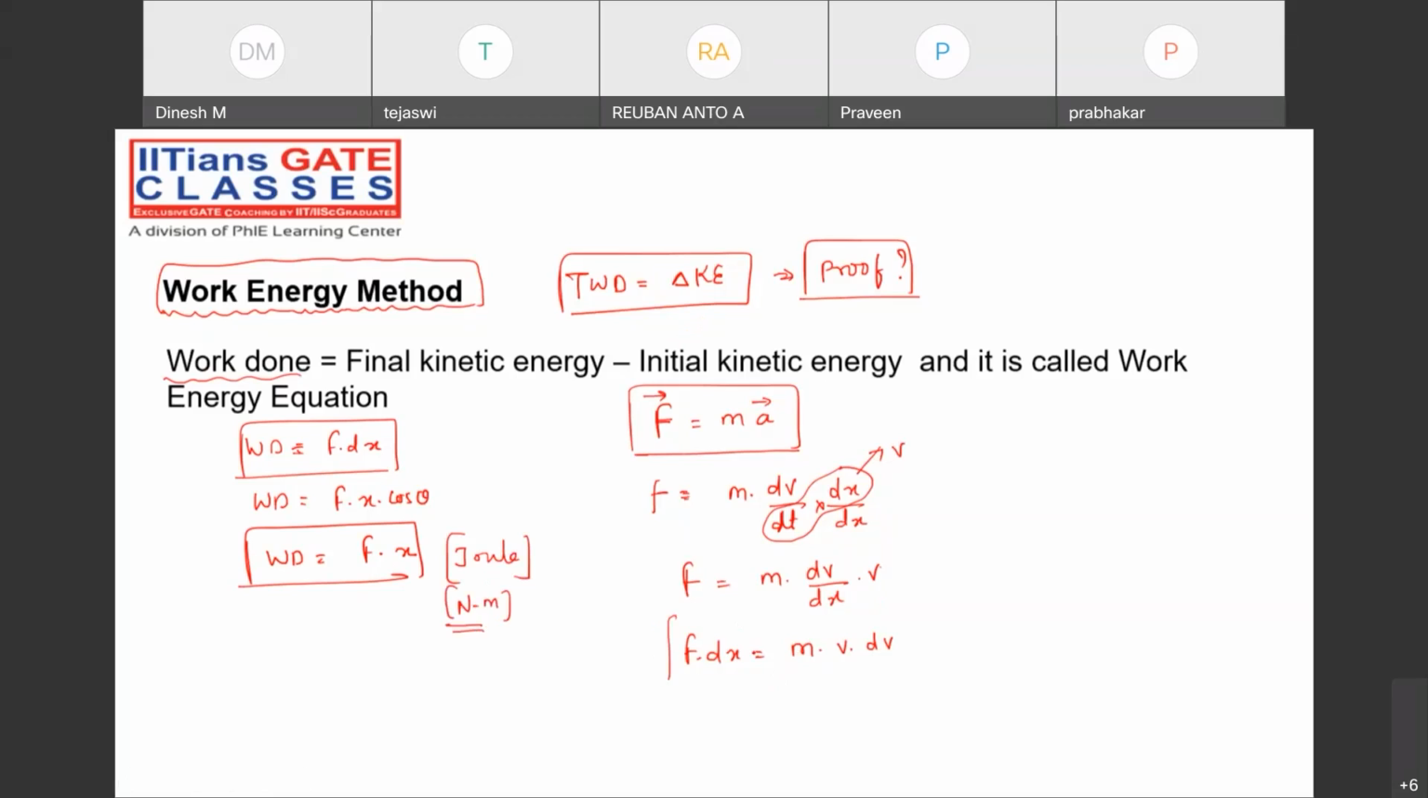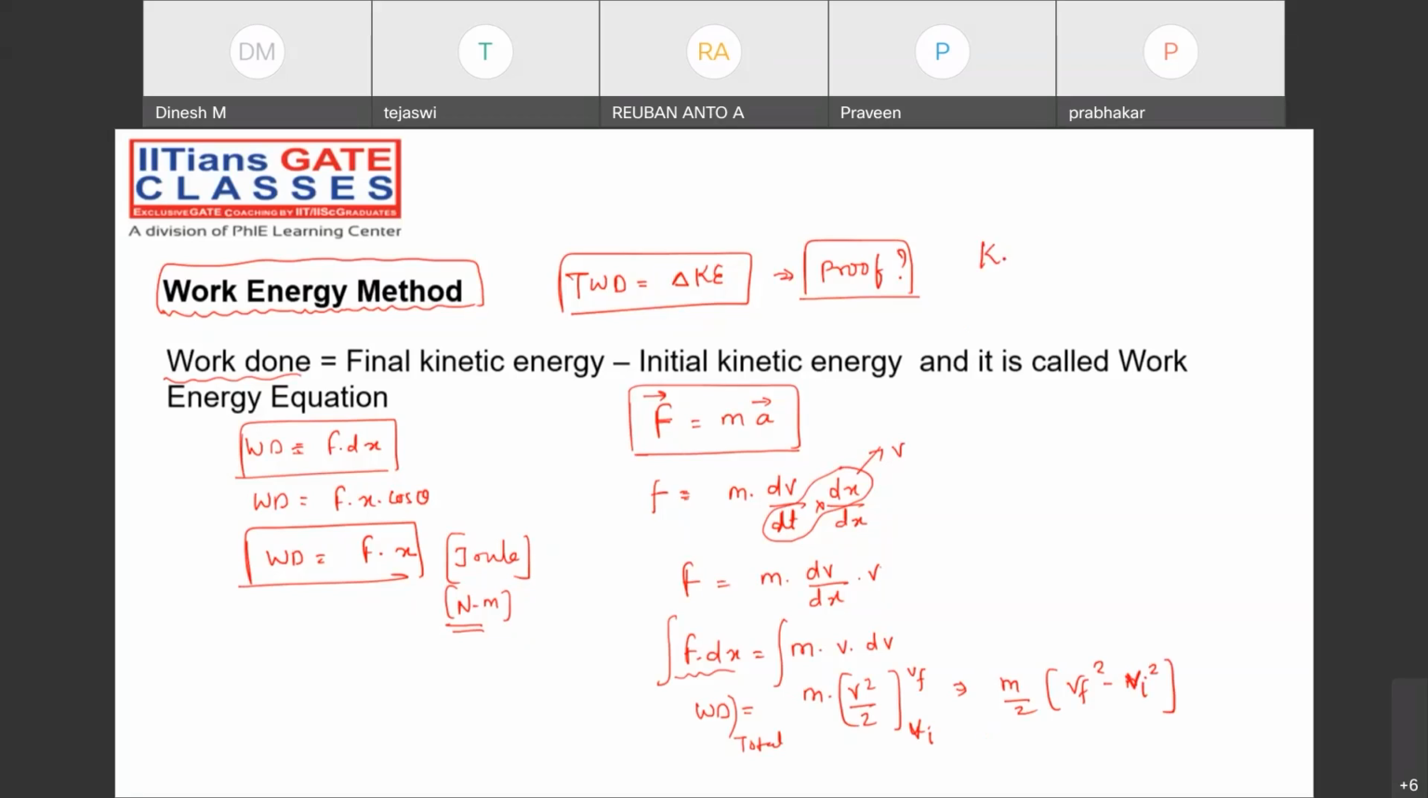Now what I'm doing, I'm just doing the integration. Force into dx is what? Total work done. That is equal to what? M into v square by 2 from initial to final. Then what we can have? M by 2, Vf square minus Vi square.